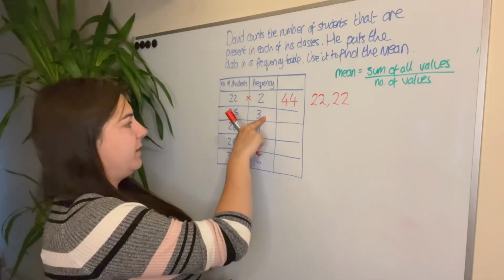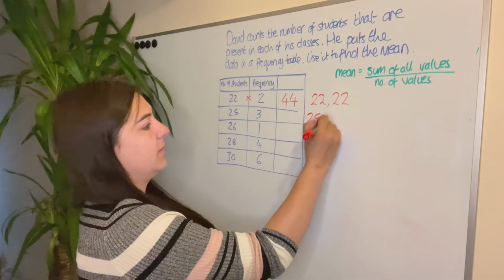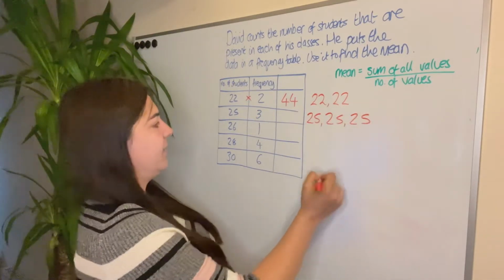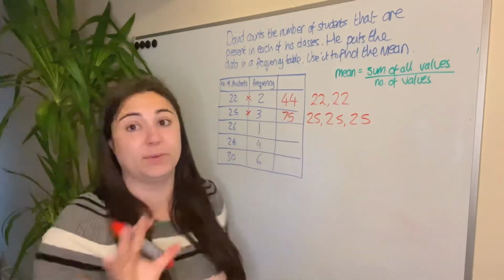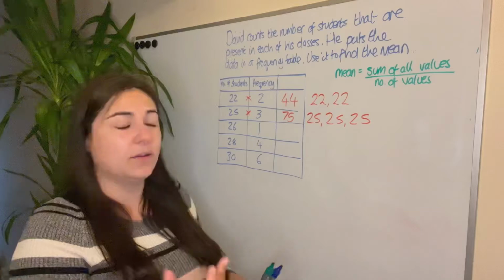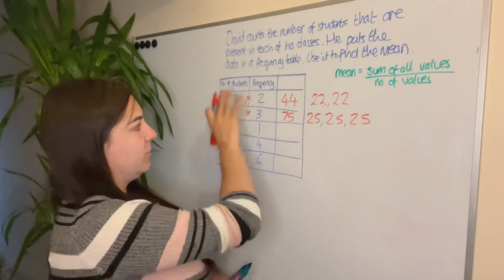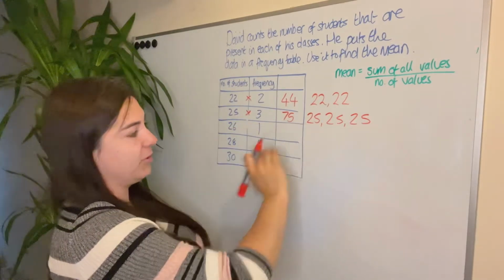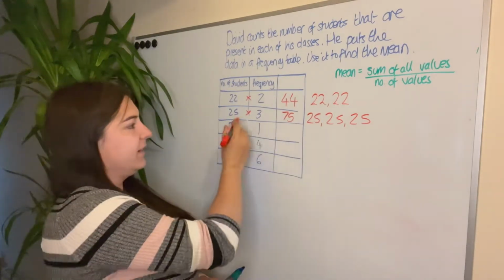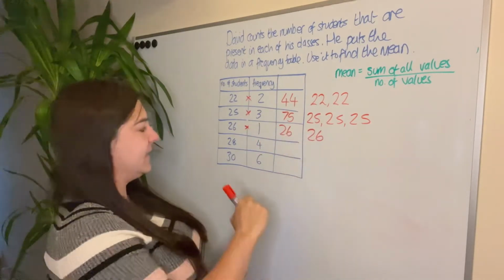Then I've got 3 classes had 25 students in them. So I would have had 3 lots of 25, which I could also just multiply. You choose whichever way works better for you, adding or multiplying. Hopefully with time, you'll get more comfortable acknowledging that multiplying this column by this column is the same as writing the values out. One class had 26 students in it, so I'd have 26 as one piece of data.